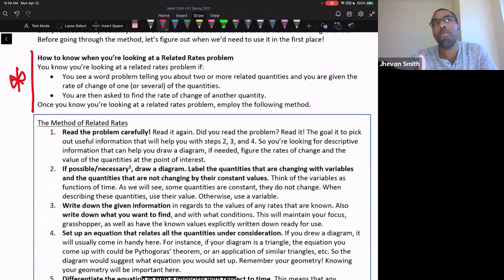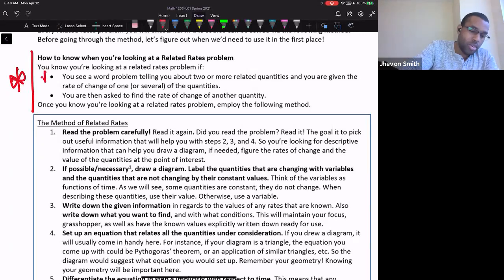So in that problem, they have the length, the width, the area. These are all related quantities for a rectangle. I can come up with an equation to connect all three of those things. And then they tell you about some of them and ask you to find the rate of change of the other one. So that's the basic premise, right? So those are the two things.